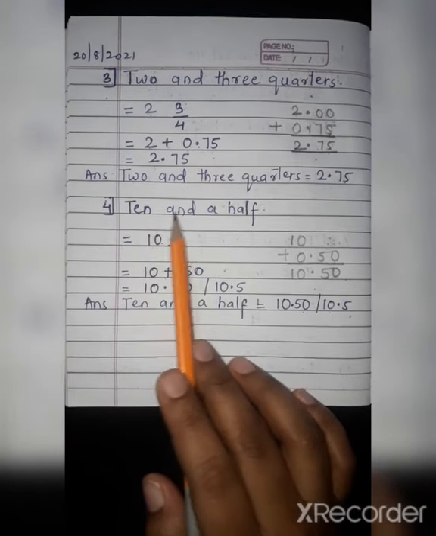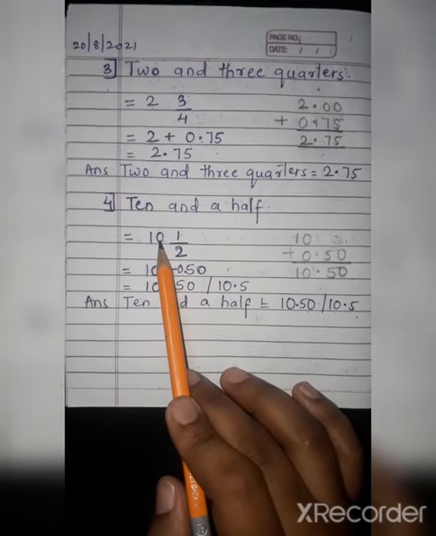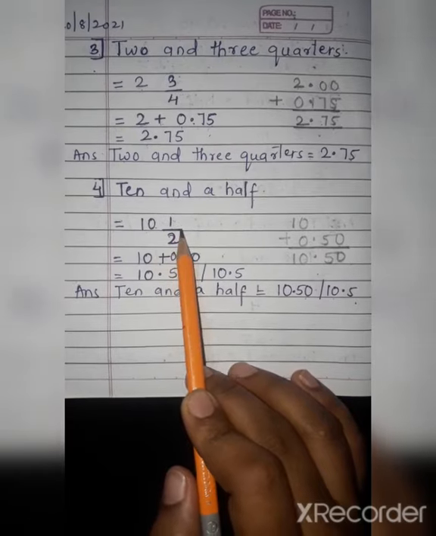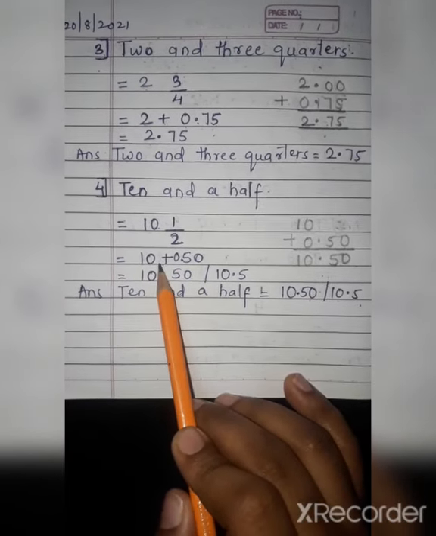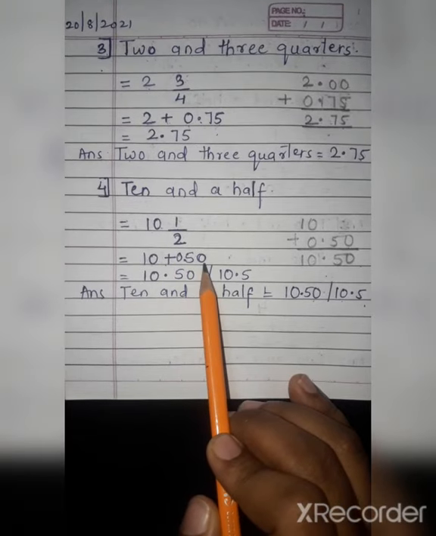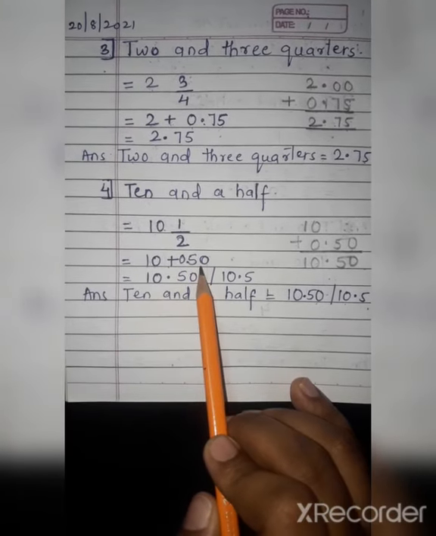Moving to our next sum. Fourth sum. 10 and a half. 10 you will write as it is. Half is 1 upon 2. Then we will move to the next step. 10 plus 0.50. Now we will add this.